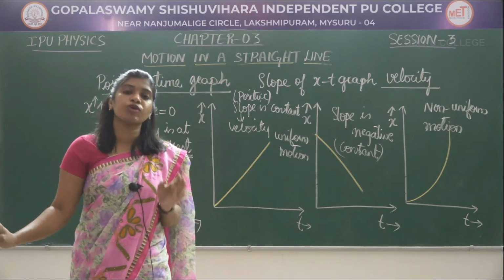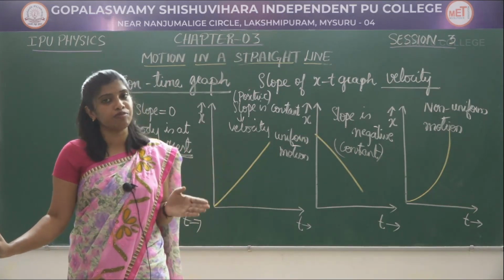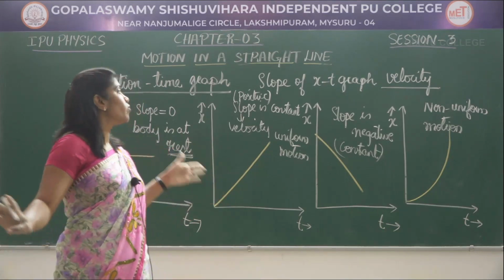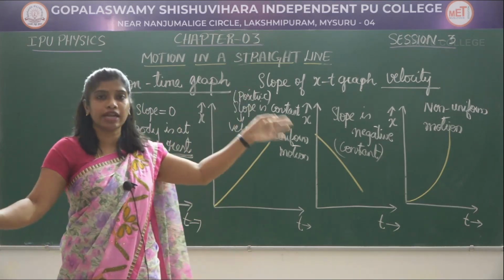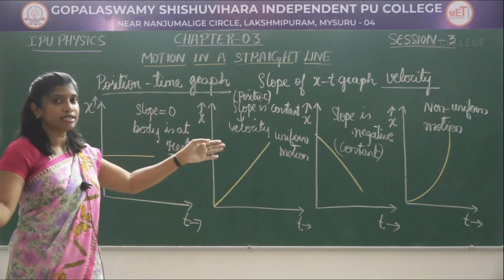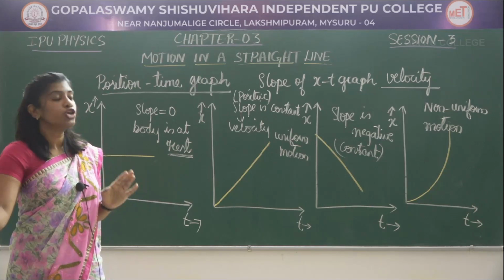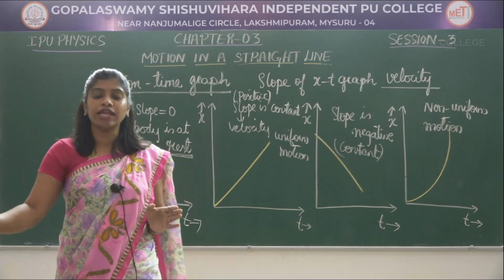So in today's class, we have studied the graphical interpretation of average velocity and instantaneous velocity, and also we learnt about the position time graph. These four cases are very important. These will be asked for 2 marks in your examination. So this is where I am going to end the session.